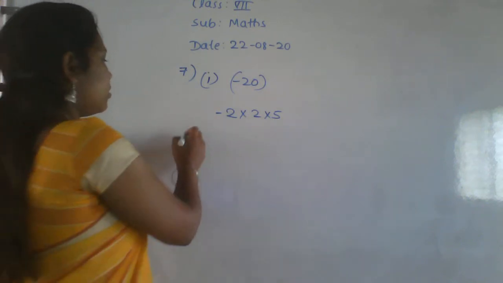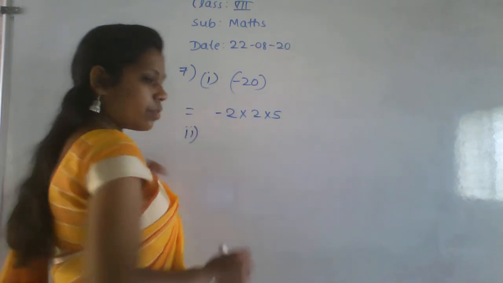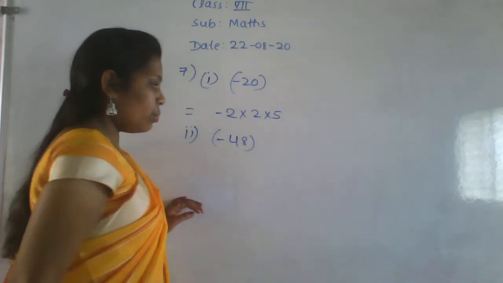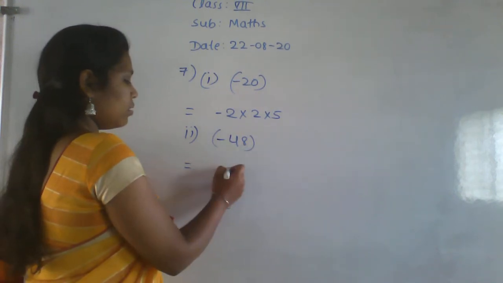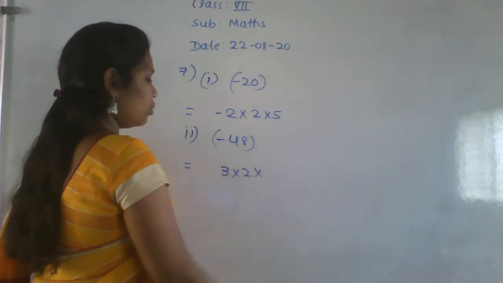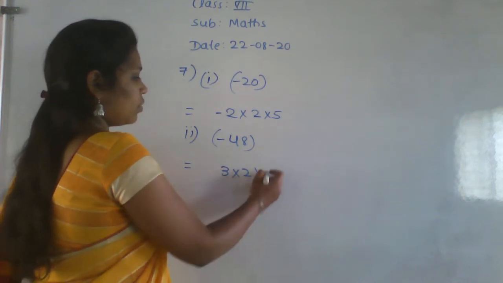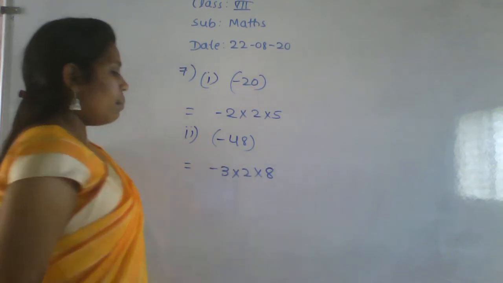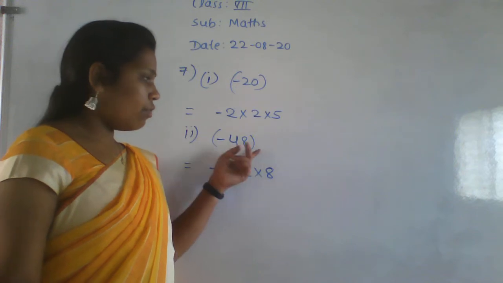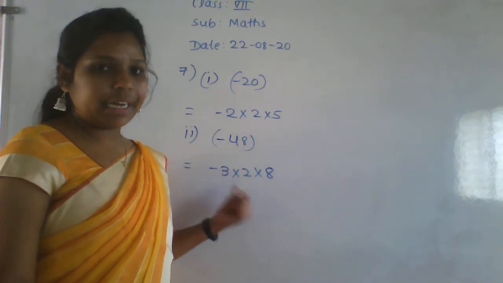Okay. Second one is minus 48. Minus 48 means here 3 into 2 into 8. Minus 3 into 8 is 6, and 6 8s are 48. Minus 48 we got here.